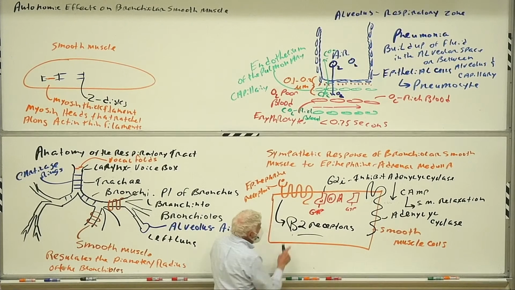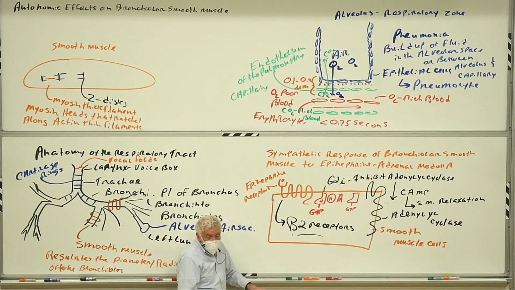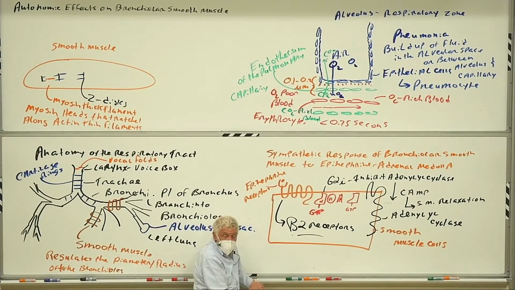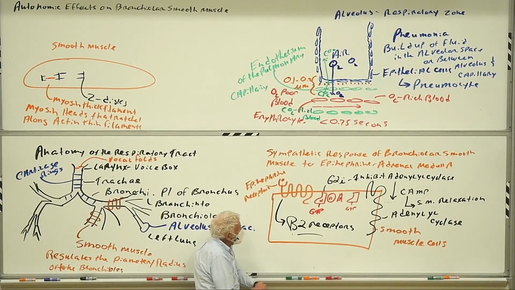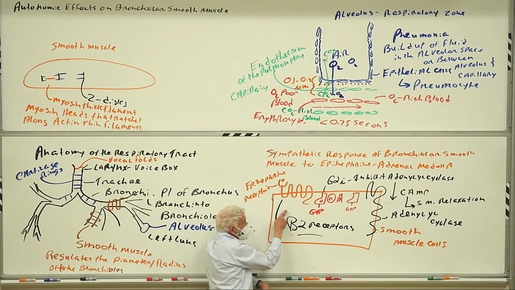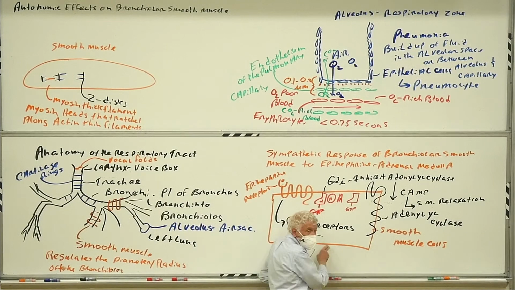The beta-2 receptors predominantly, not uniquely, but mostly, are found on this bronchiolar smooth muscle, and we can see how this is going to be used pharmacologically later. But the binding of epinephrine to the beta-2 receptors leads to smooth muscle relaxation. Hold on to that idea.